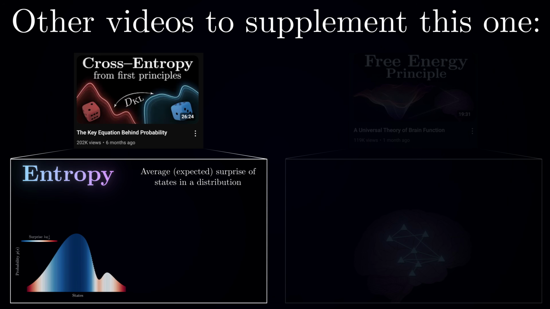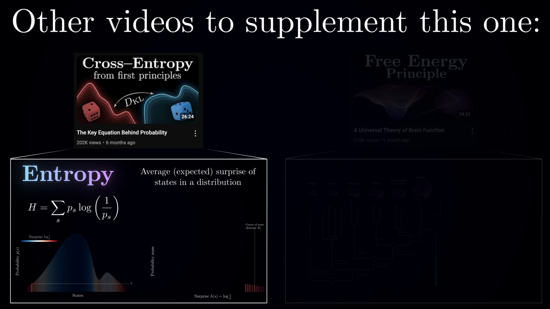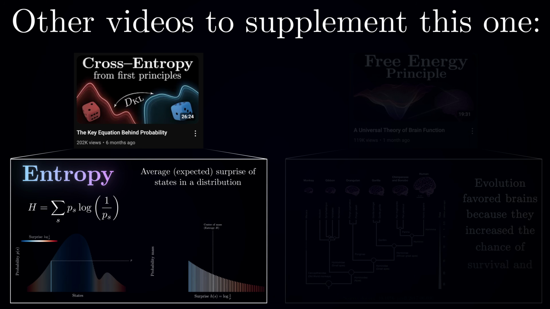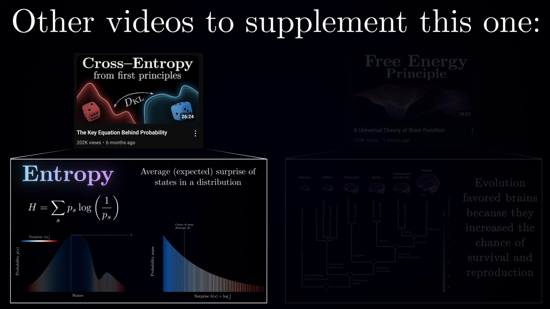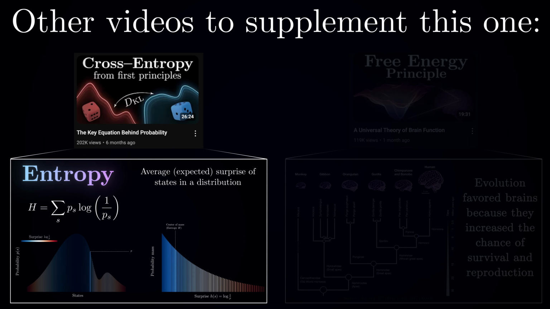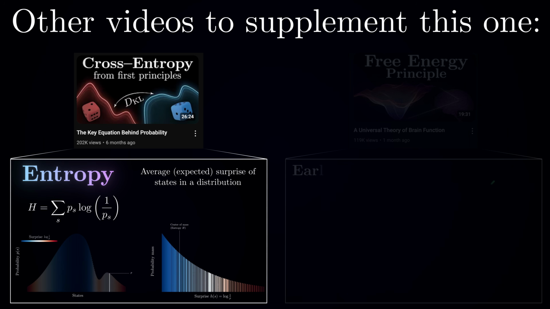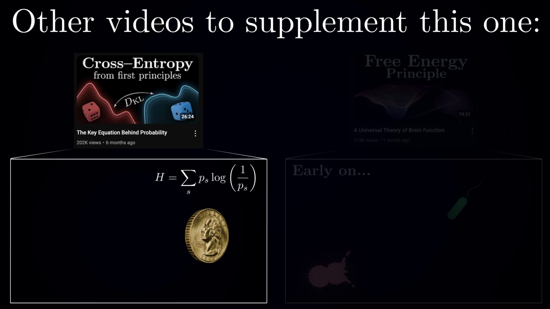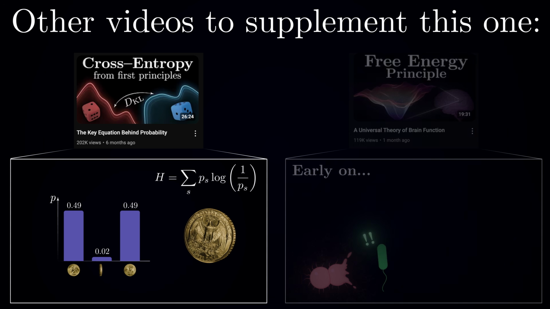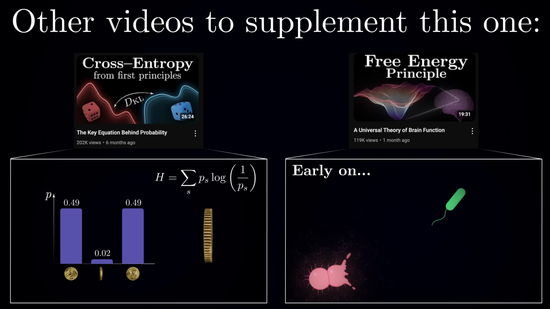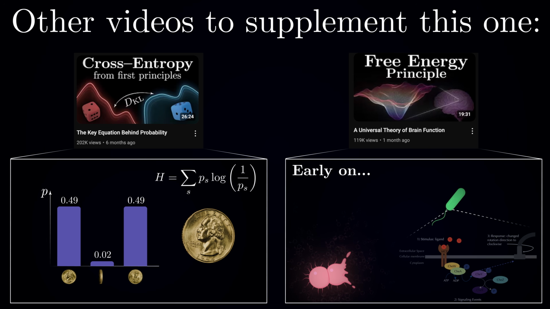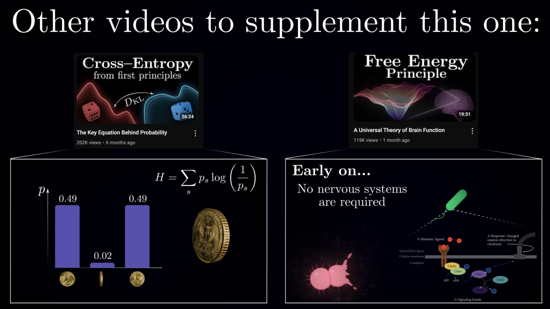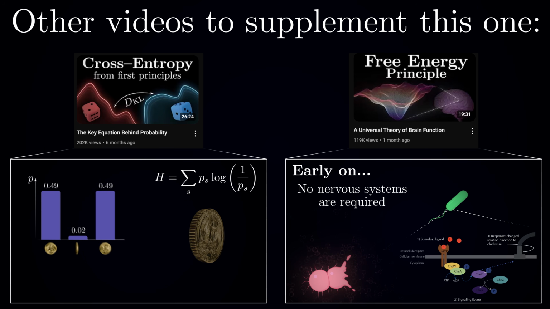Just a quick heads up. While I try to make this video as self-contained as possible, we'll move at a slightly faster pace to build everything from scratch. So if you feel like you need a refresher on probability theory basics, check out this earlier video that builds up from random variables all the way to cross-entropy and KL divergence, concepts we'll use heavily today. And for a deeper dive into the biological side of things, my recent free energy principle video pairs nicely with this one. Let's dive right in.